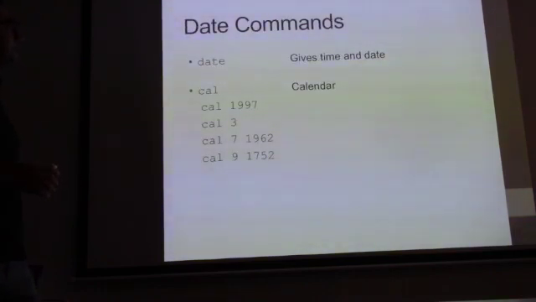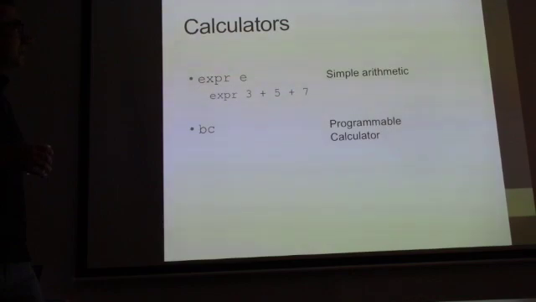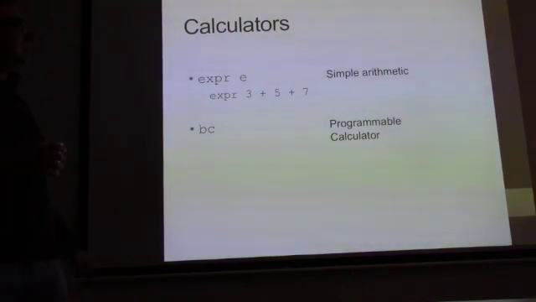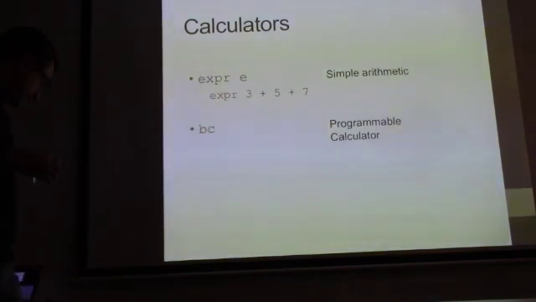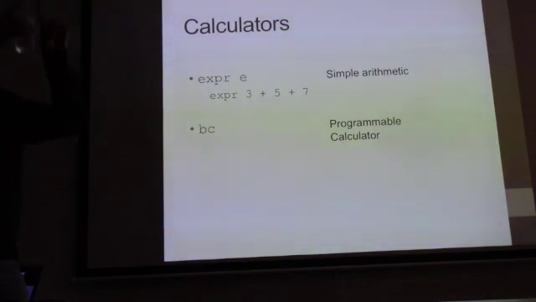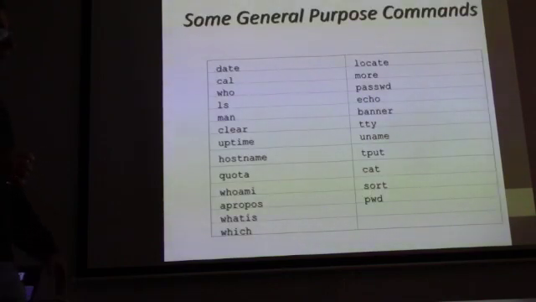Okay, so these are some date commands. Again, it just gives the date and time, and gives the calendar. Not related to your bioinformatics stuff, but uptime for your system, hostname, the name of your machine on the network, who am I, your name on the machine on the network, and calculators for simple calculations. For example, you can do expr followed by an expression and it'll give you the answer, 15. bc gives you a programmable calculator. All of these are done in that black shell window, which we will open. Then there are some more commands over here.